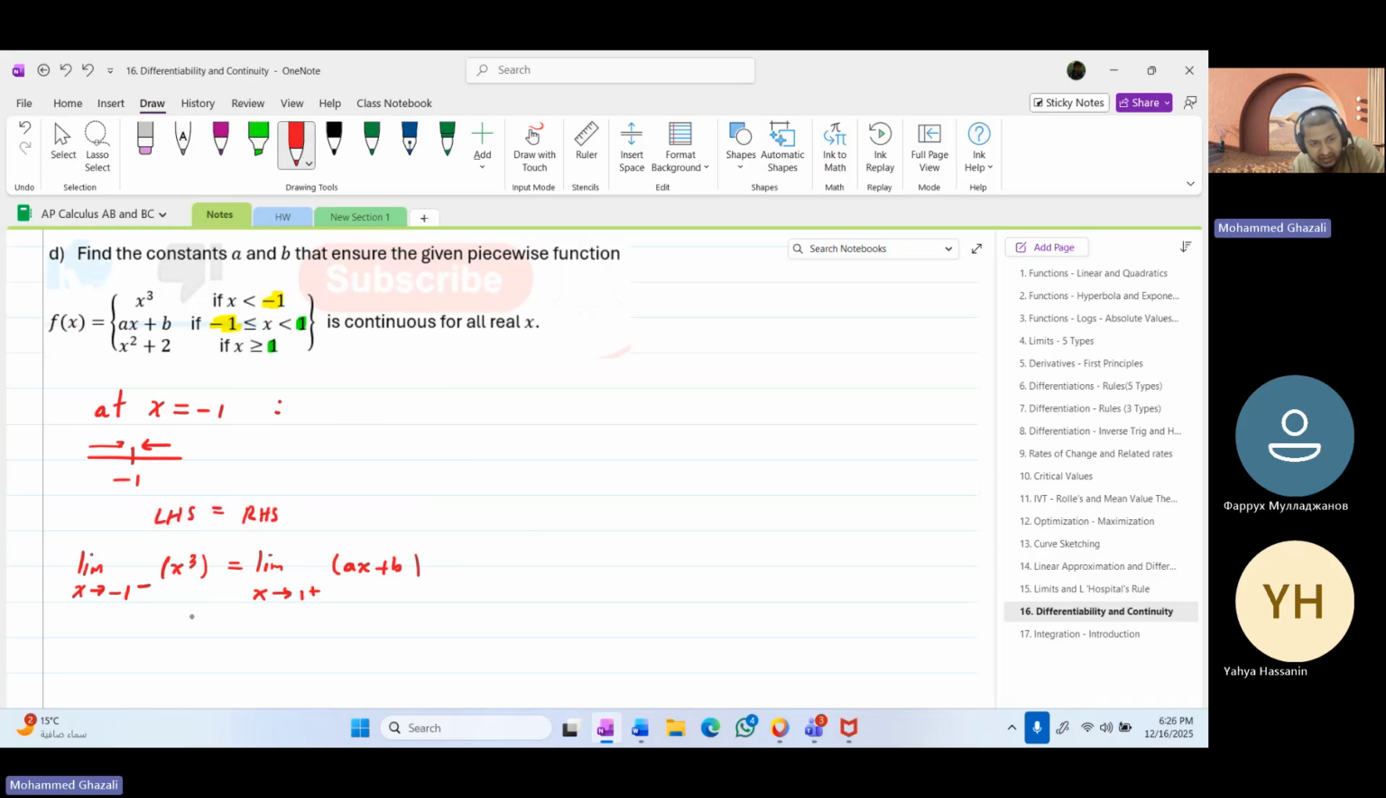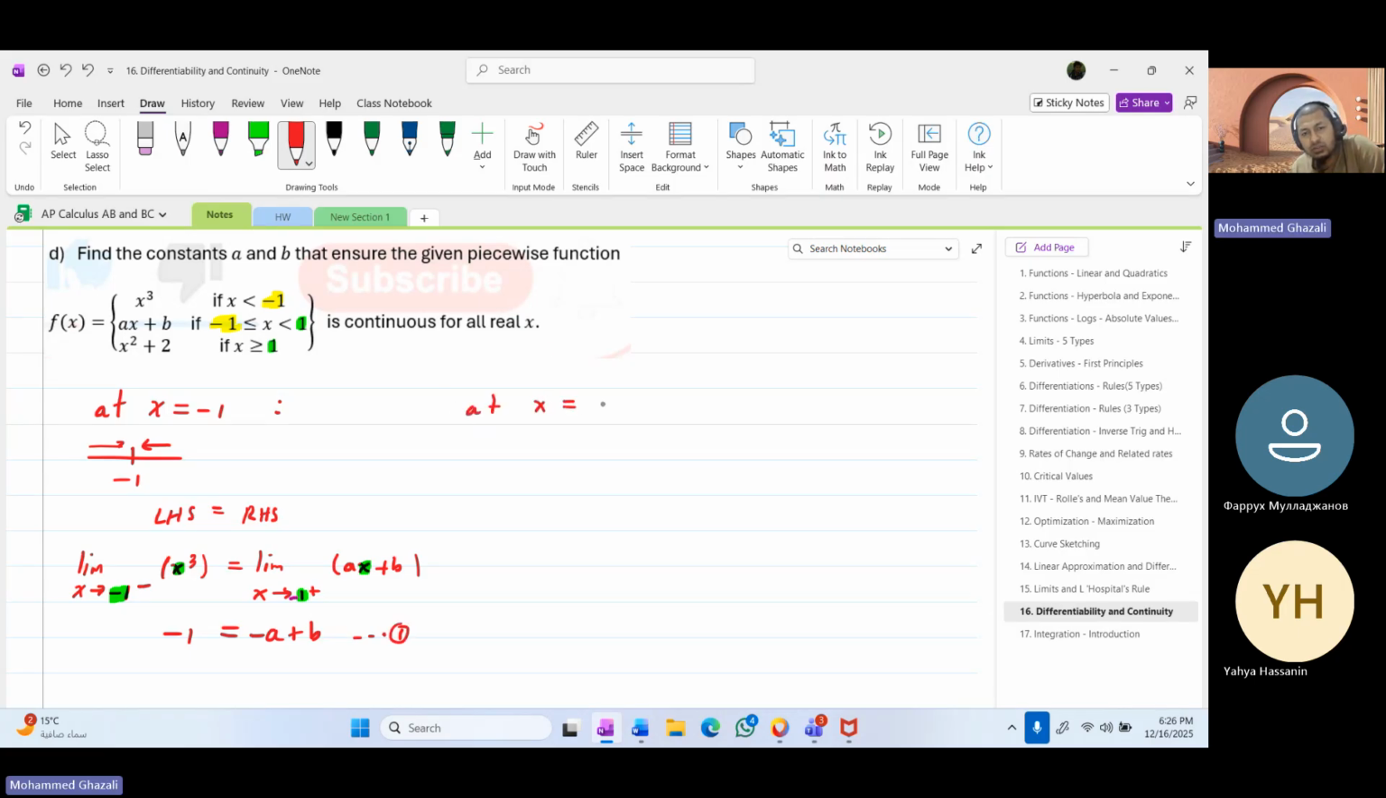Now, if I try to simplify this equation, all I need to do is substitute -1 in the place of x and substitute 1 in the place of x. So we have an equation, -1 cubed is -1. Sorry, we were substituting -1, right? So there's a negative here, so -a plus b. Are we good? So this is equation 1. Now let's look at equation 2.